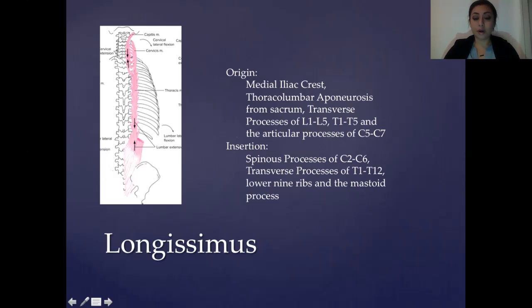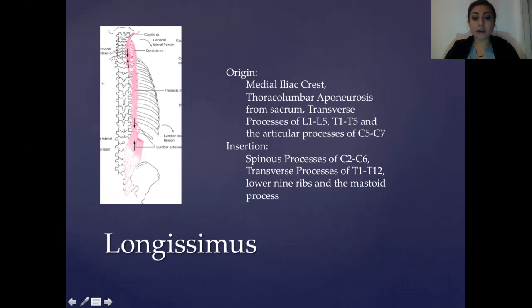For a more specific origin, again, it originates from the medial iliac crest, the thoracolumbar aponeurosis, which again is found in the sacrum, the transverse processes of L1 through L5, T1 through T5, and the articular processes of C5 through C7. The articular processes, if you're not familiar with those, are on the lateral side where the two vertebrae meet. They're also known as the zygapophyseal joints, or facet joints.